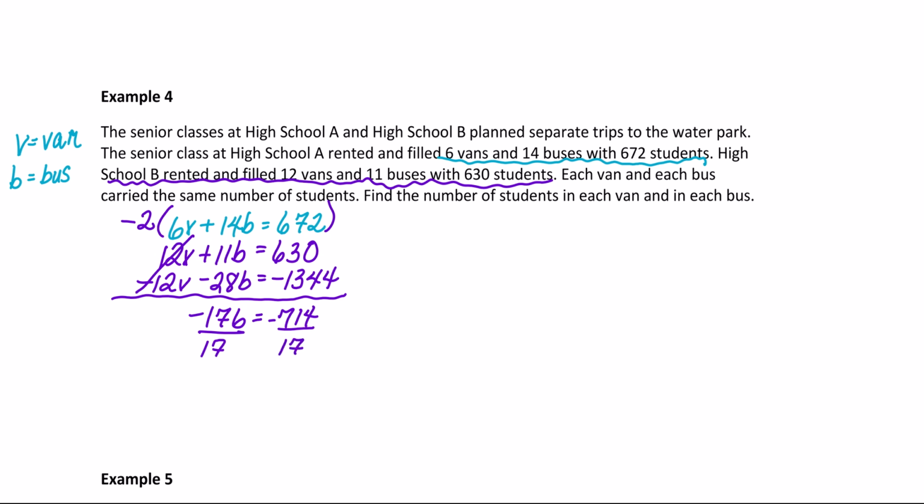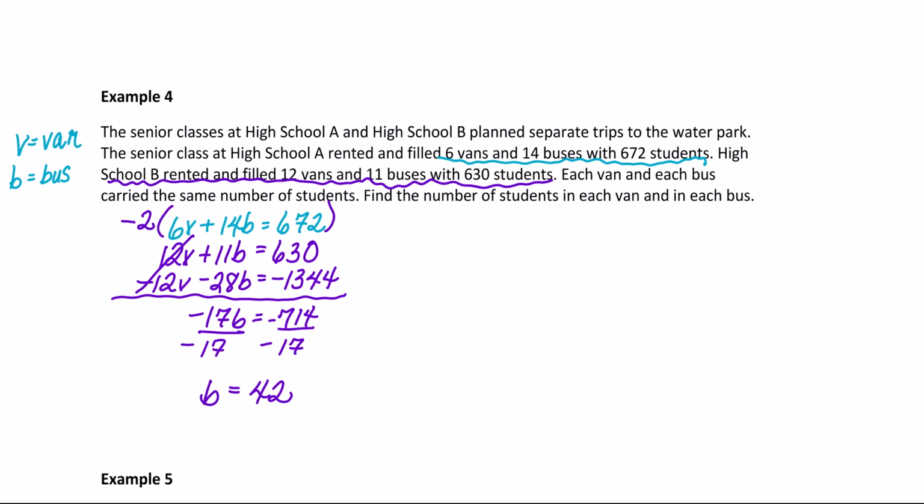And again, I know on a test, dividing by negative 17 might look like it's going to take a long time. So don't worry about that, as I'm going to have numbers that maybe are a little bit easier to divide out. But if we divide that, B equals 42 when you divide that in.